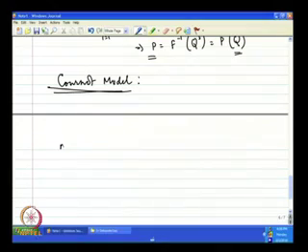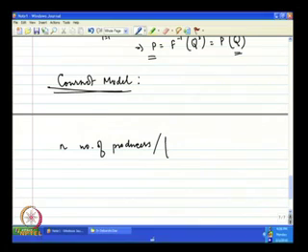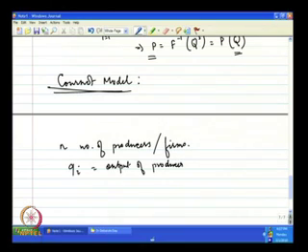So there are in general n number of producers. We shall also call them firms. And when they produce something, output of a particular producer, this is the output Qi of producer i. But when you are producing an output at a level of output, then there must be some cost that you have to incur.